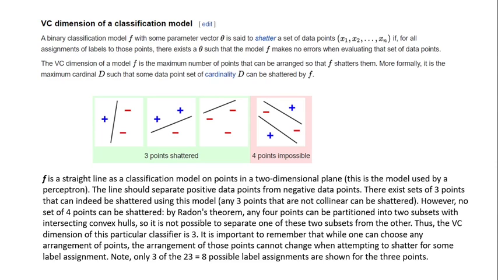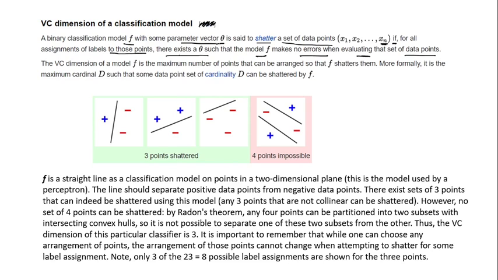So, VC dimension of a classification model. This material I have taken from Wikipedia. A binary classification model F with some parameter vector theta is said to shatter a set of data points x1, x2 up to xn if for all assignments of labels to those points there exists a theta such that model F makes no error when evaluating the set of data points. So whatever we have discussed, that is the only case.